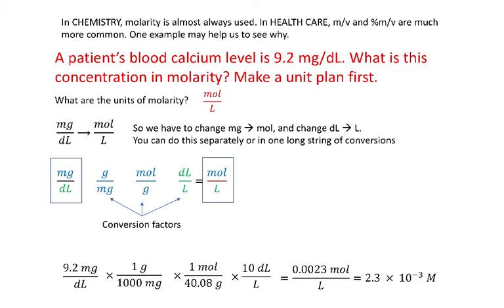So if we're making a solution in lab or talking about a solution of acids, bases, and things like that, it's almost always molarity. But in healthcare, as you saw on the report that I showed you and probably the reports that you've seen, mass volume and percent mass volume are much more common. And I want to give you one example that may help us to see why. So a patient's blood calcium level might be, let's say, 9.2 milligrams per deciliter.